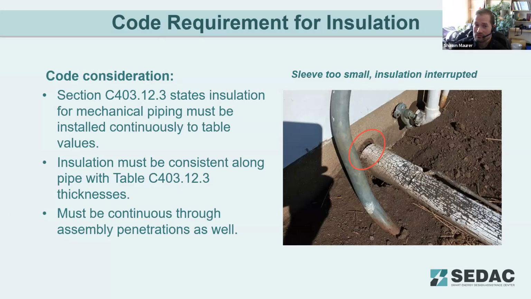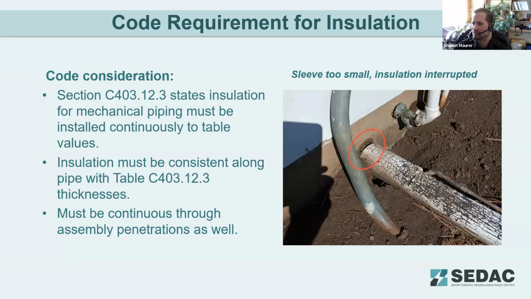As far as the energy code, again, we go back to that table in C403.12.3, where you have to have continuous insulation along the piping. It has to meet that insulation thickness. There's no exception for penetrations through assembly. So to properly run that insulation through a wall assembly, you need to cut a large enough opening to allow that insulation to go through. And if there needs to be some kind of supporting saddle or structural sleeve through that penetration, it needs to be large enough to accommodate the thickness of the pipe plus the insulation.